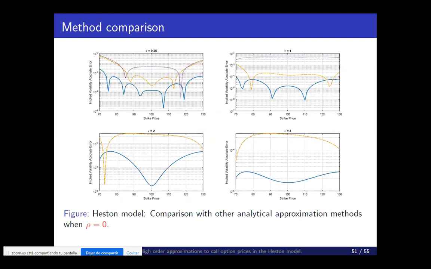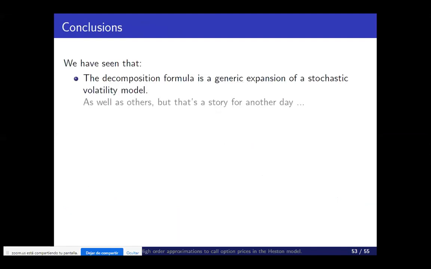When rho is zero, our approximation is much better. This is because the order of the approximation is new power six, so we improve the approximation a lot. So which are the conclusions that we have seen? The decomposition formula is a generic expansion of the stochastic volatility model, as well as other models, but that's a story for another day.